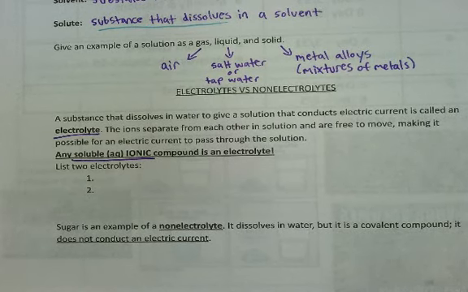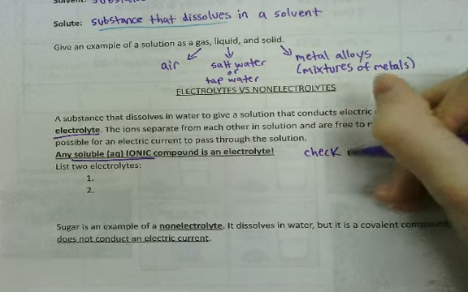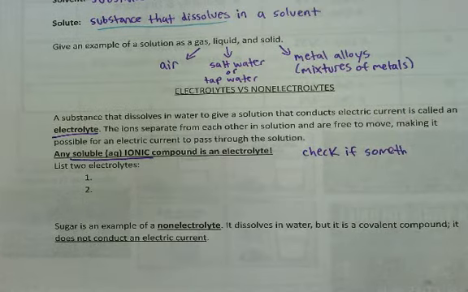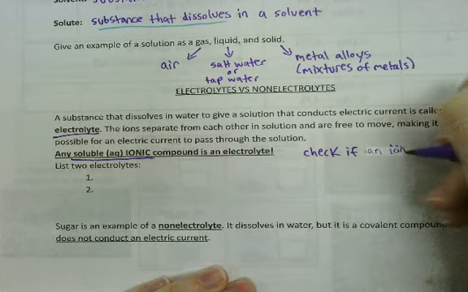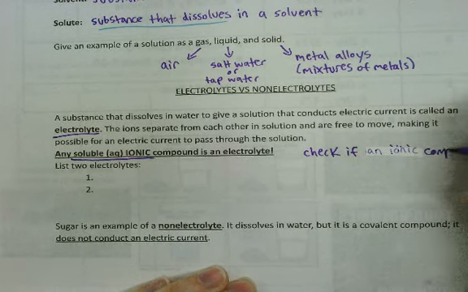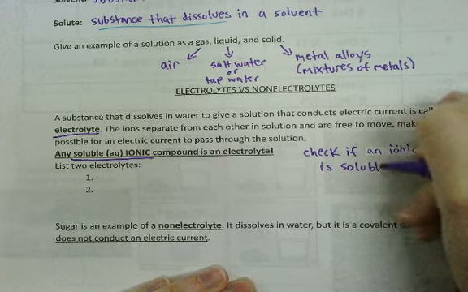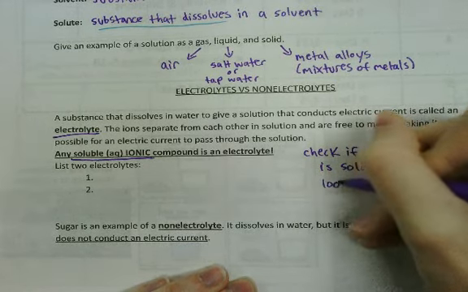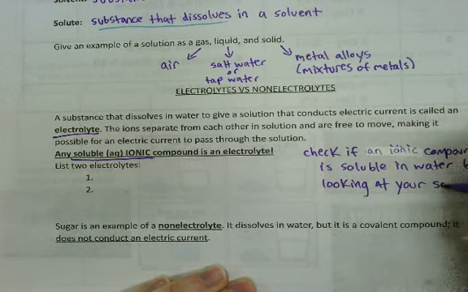And just as a reminder, in order to check if something is soluble, I'm going to even write it here for y'all. Check if an ionic compound is soluble in water by looking at your solubility rules.